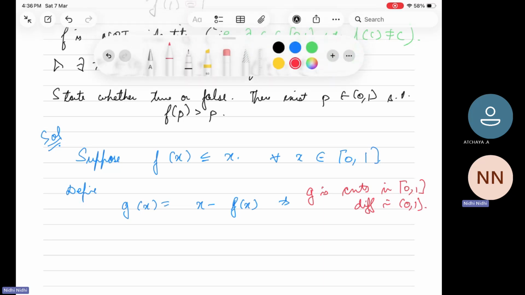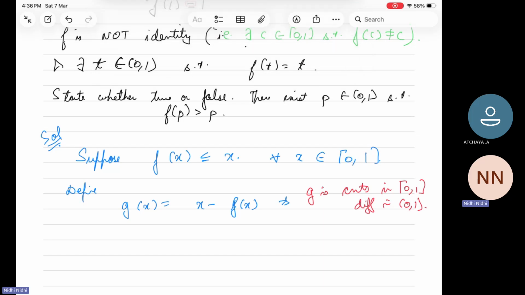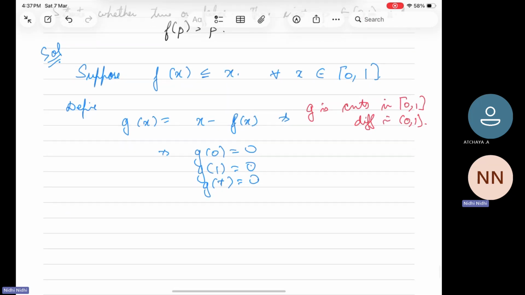Moreover, we know the value of the function f at some points, that will give us g at 0 is 0, g at 1 is 0, g at t is 0 as well. And since f(x) is less than or equal to x, this implies g(x) is greater than or equal to 0 for every x in closed interval 0 to 1.